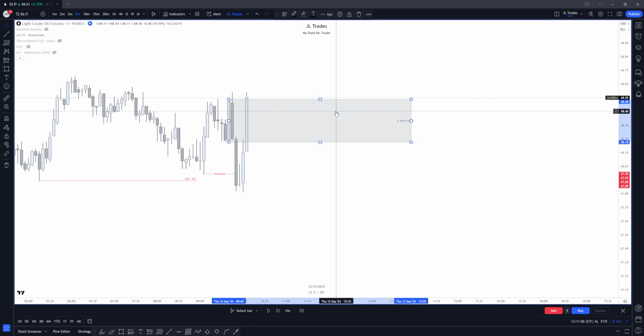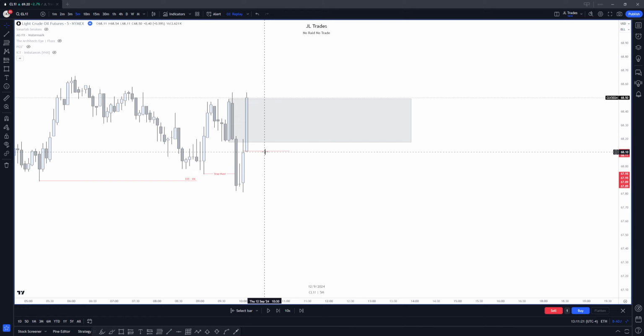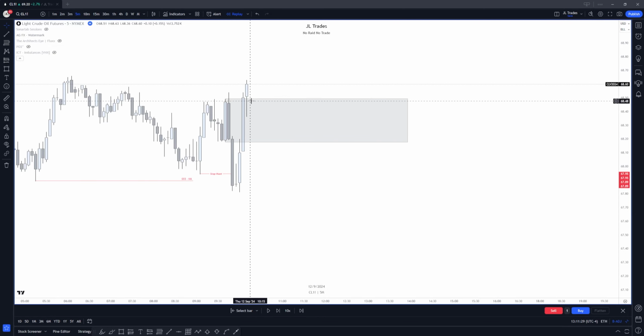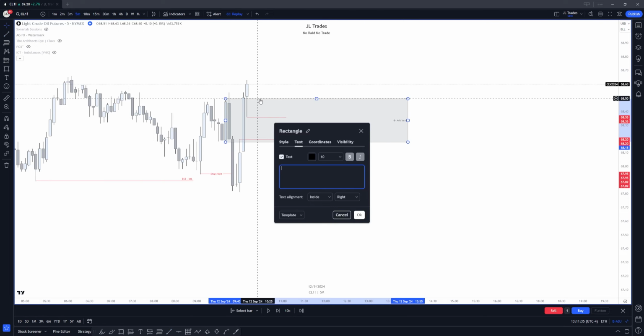I'm going to turn off the session indicator just so it's a bit more clear. At this moment in time, there is no fair value gap within the breaker block. We are building one. This is not one I would consider because it's not in the breaker block, as you can see here. So we have to wait for the next 5-minute close. Now we have a fair value gap within our breaker block, so we can mark this out.